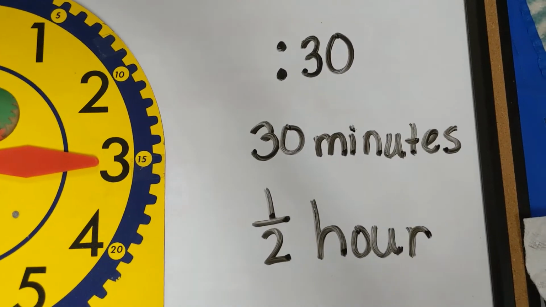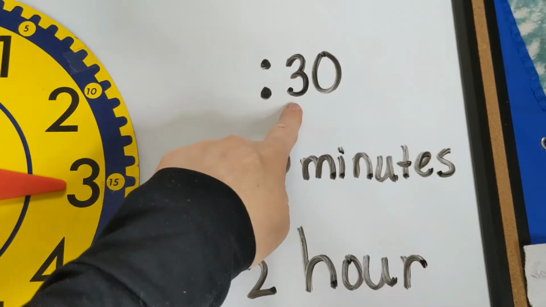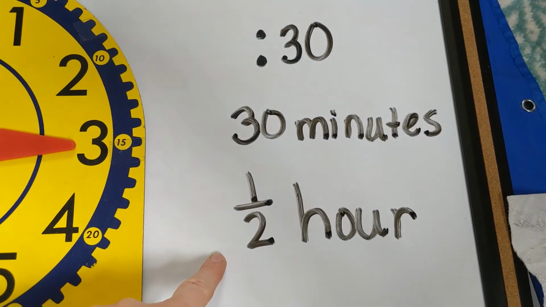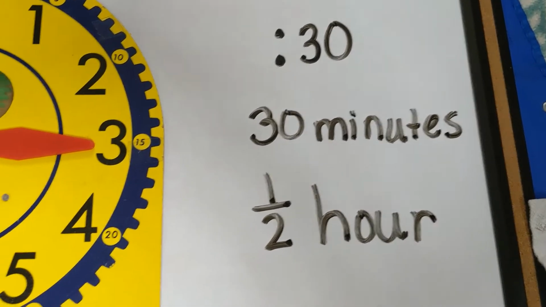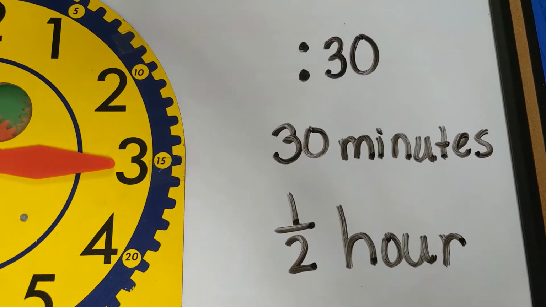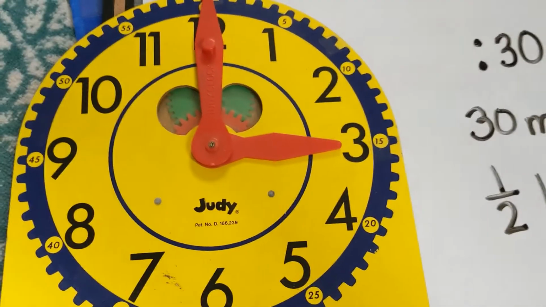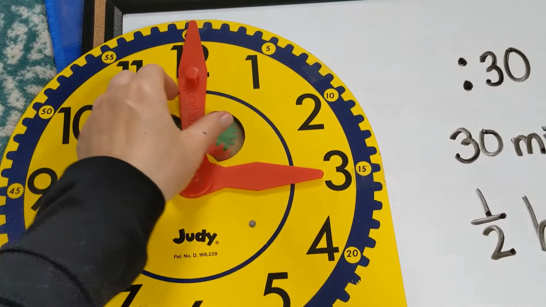Whenever I see 30 in the minutes, 30 minutes, that's equal to half of an hour. So when I watch a TV show, usually it's a 30-minute TV show, so it's half of an hour. So I want to show you on the clock how to make the time say 30 minutes.